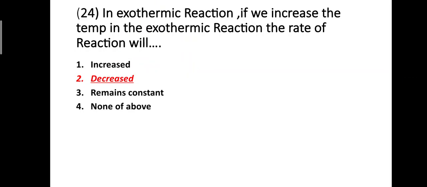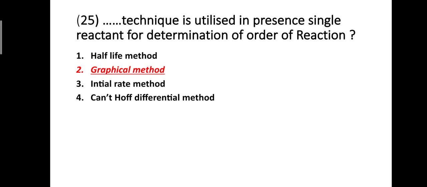Question 24. In an exothermic reaction, if we increase the temperature, the rate of reaction will: option first, increase; option second, decrease; option third, remain constant; and option fourth, none of above. And the correct answer is option number second, decrease.